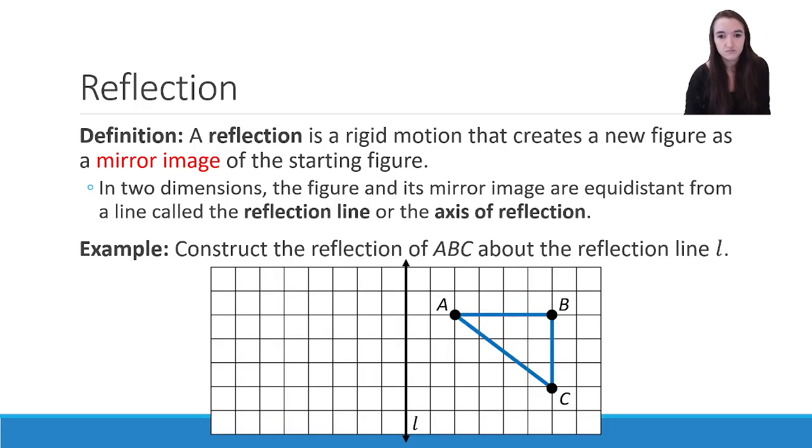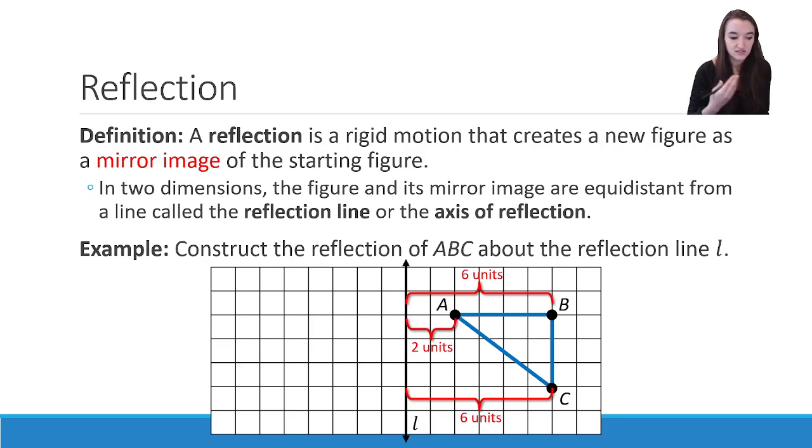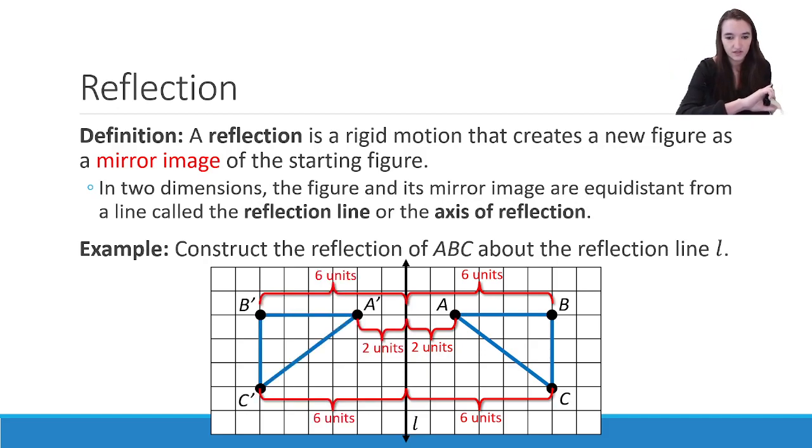side of the mirror. So if we wanted to construct a reflection of this triangle ABC over the line L, how would we do it? Well, essentially what we want to do is measure the distance from the line to any given point. So we can see that A is 2 units away, B is 6 units, and C is 6 units. So now we want to take those measurements and flip them over to the opposite side, like so. So A with an apostrophe, which we will call A prime, is 2 units away. B prime is 6 units away.